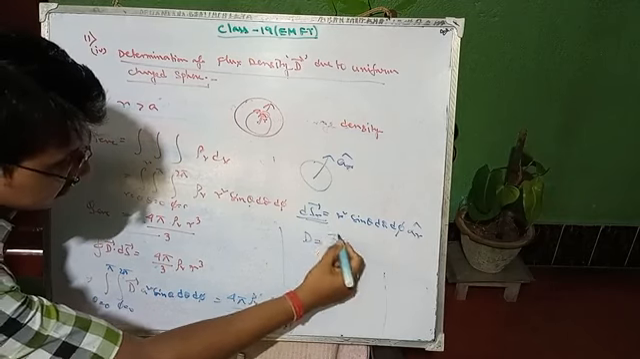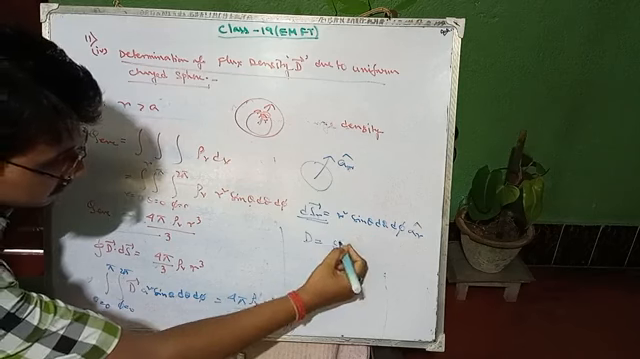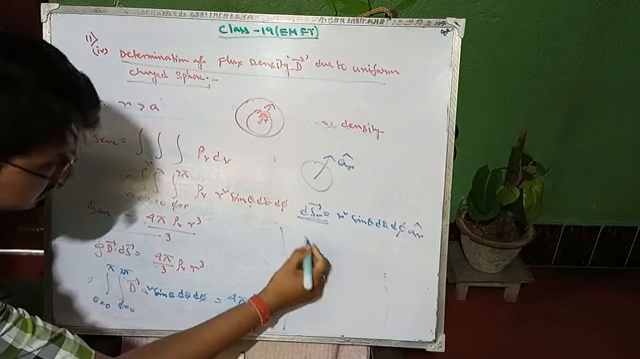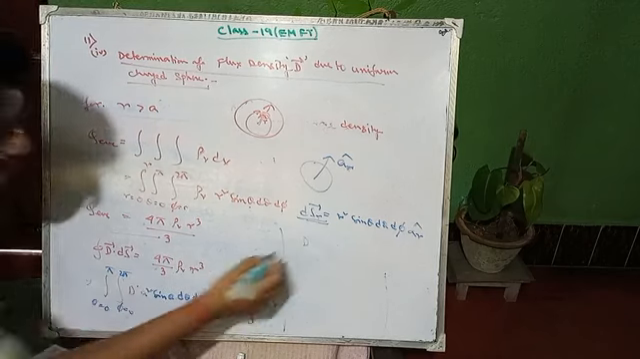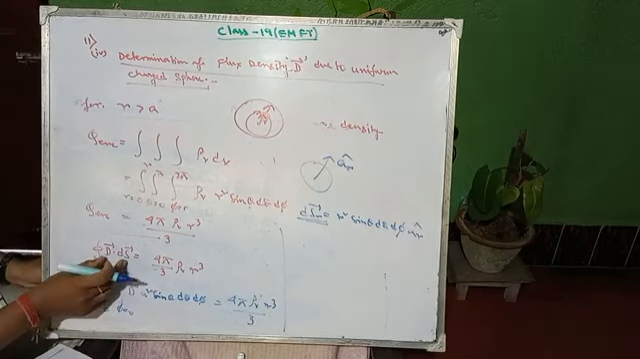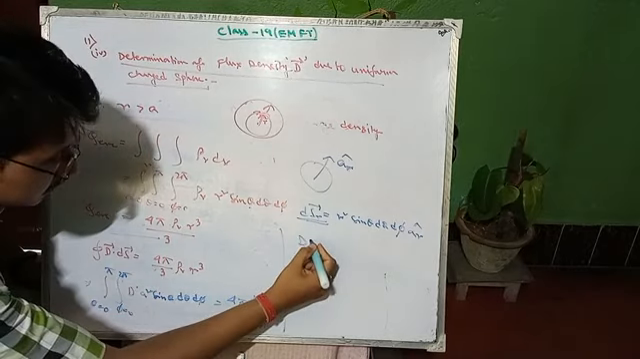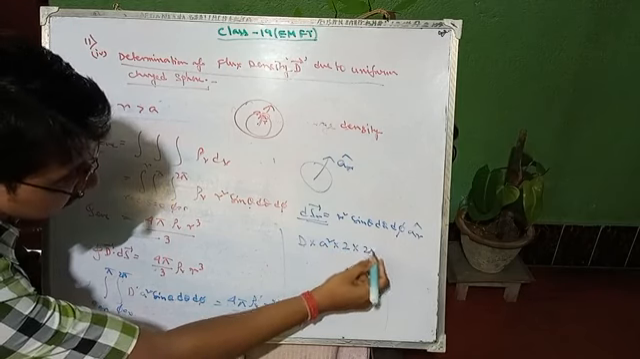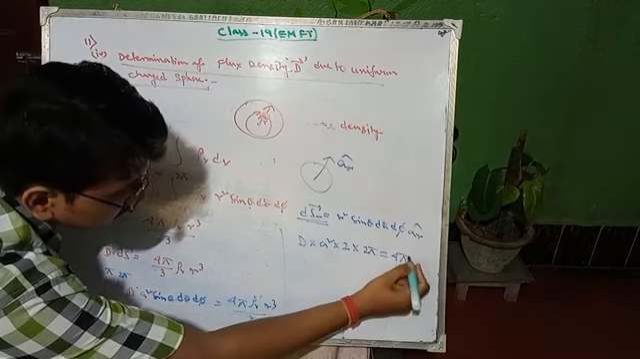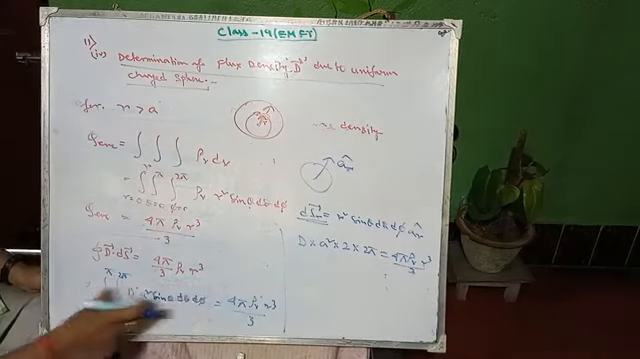So D vector, taking only D first. We have a dot product over here, so the dot product becomes a scalar result. So D into a square into 2 into 2 pi, right? It will be equal to 4 pi rho V r cube by 3. After integration, we have this one.